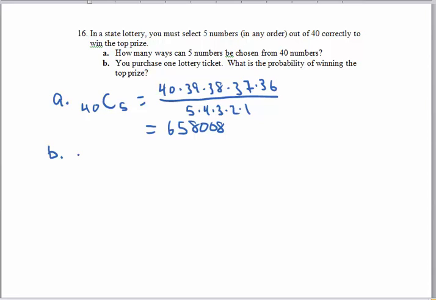Okay, and then it says you purchase 1 lottery ticket. So what's the probability of winning with 1 lottery ticket? It's just 1 out of all the possible winning numbers. So 1 out of 658,008.